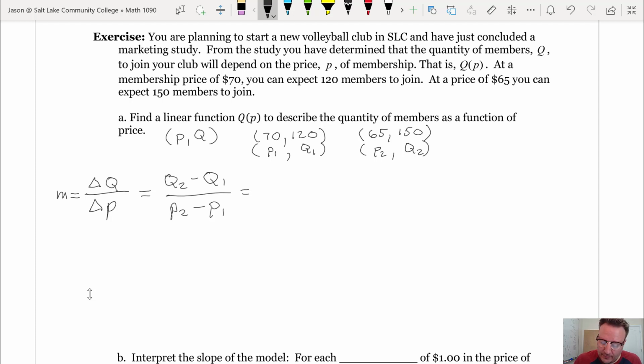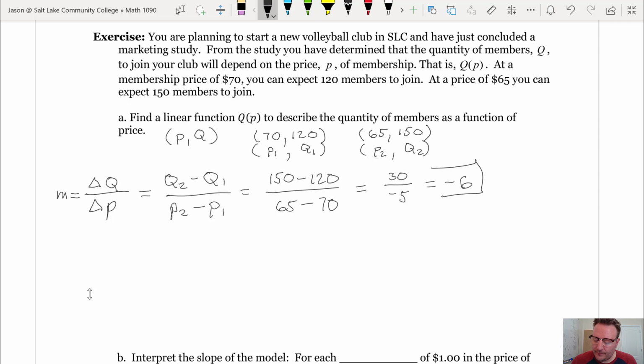So we have 150 minus 120 over 65 minus P1, which is 70. Okay, well 150 minus 120 is 30. And 65 minus 70 is negative 5. So this is negative 6. That's our rate of change.